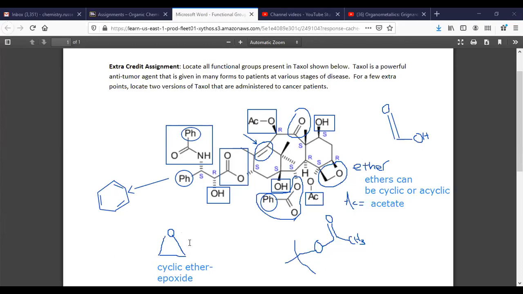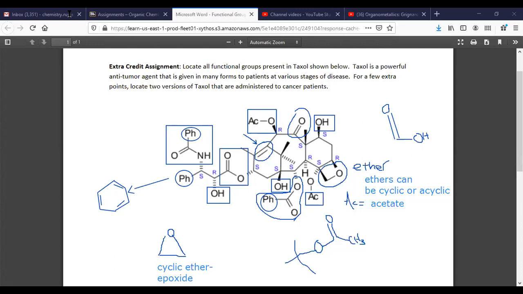Well, we picked all the functional groups out in here, which is great. So if you haven't done this as extra credit, you can do it now, and you can get the points. That was good, by the way, for everybody who chimed in.